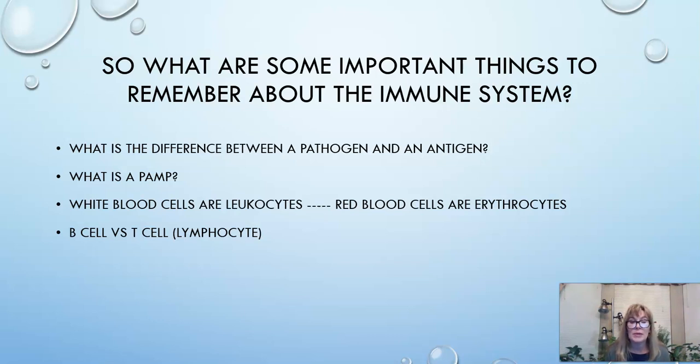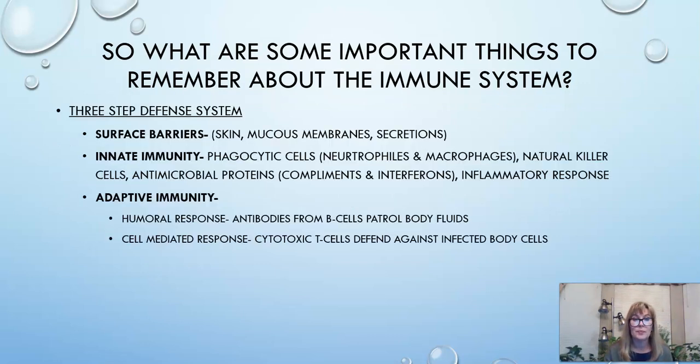What's very important is a B cell will mature within the bone, where a T cell will mature within the thymus. So let's take a look. The three-step line of defense is one of the most important things to know about the immune system.